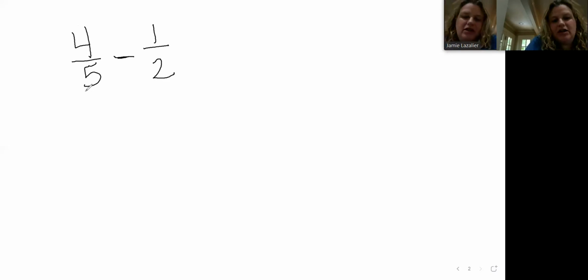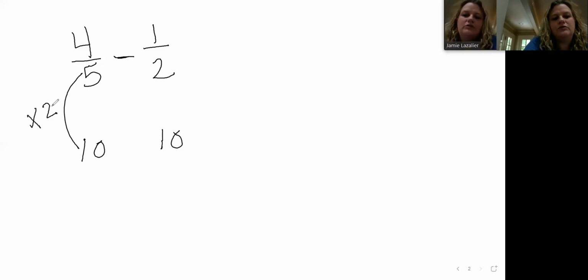Okay, we don't have the ability to just go ahead and subtract because 5 and 2, these are not like denominators. So let's go ahead and get common denominators. If I listed the multiples of 5, I'd get 5, 10. And I know that this would be 2, 4, 6, 8, 10. So let's go with 10. What would I have to do to the 5? Multiply it by 2. So whatever I do to the bottom, I do to the top.